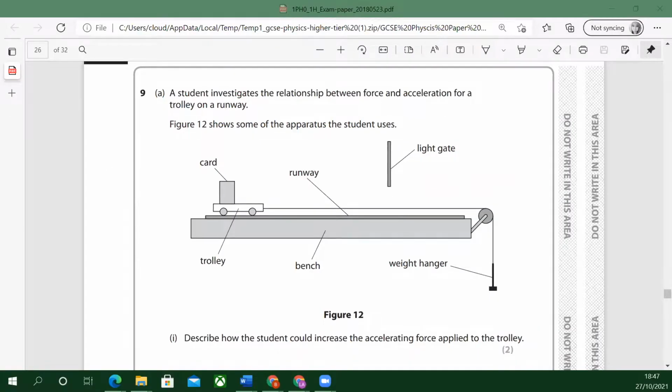Hello and welcome to part 5 of Physics Paper 1. So I'll start straight away because it's part 5. Let's have a look at this question. So number 9 we're up to now.